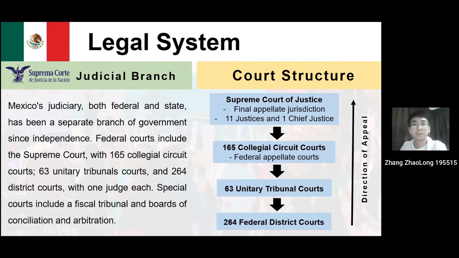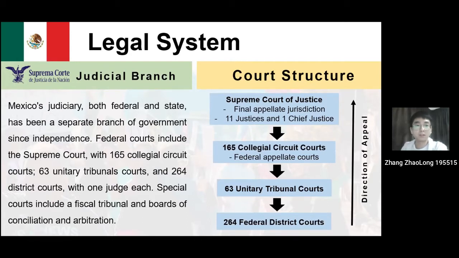Hello, my name is Zhang Zhaolong, and I will present about the legal system of Mexico. The Mexican judiciary, both federal and state, has been a separate branch of government since independence.